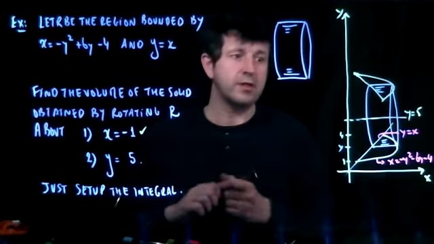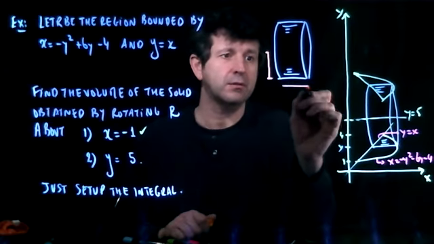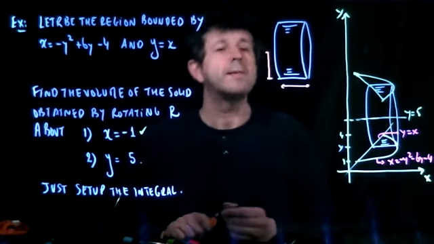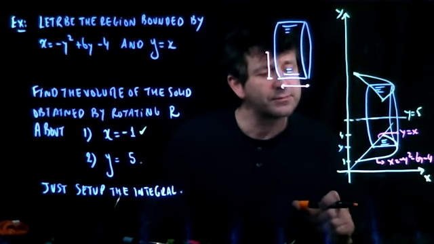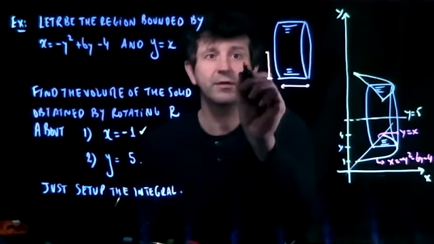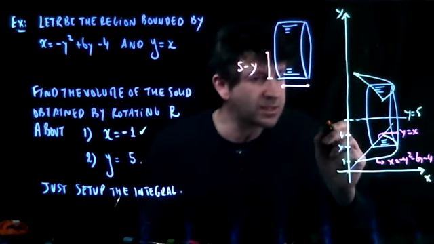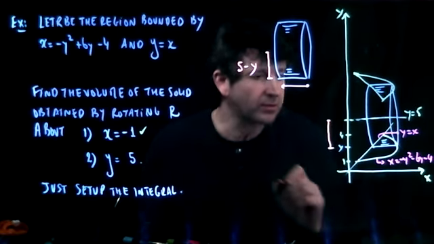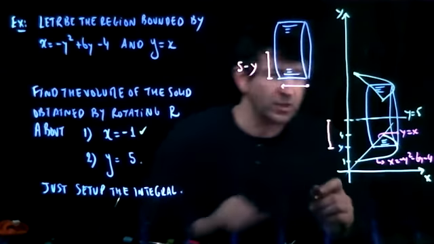I'm going to need the radius. What is the radius? And I'm going to need the height. What's the radius here? Five minus y. Very good. My radius is from here until here. This is y. This is 5, so that's 5 minus y. Perfect.